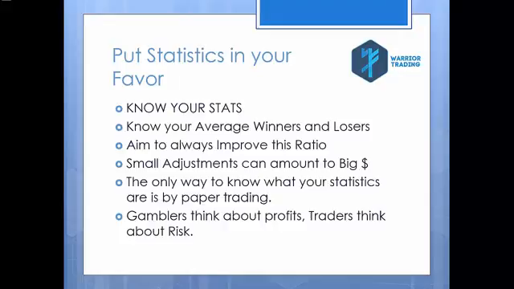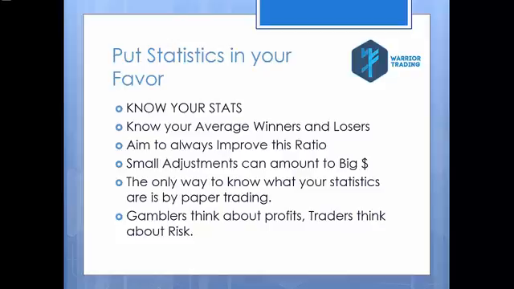So what we're going to try to do is put the statistics in our favor. Know your statistics, right? Understand your average winners and your average losers. If you go in and you realize that your average losers are $200 and your average winners are only $150, that's a problem. And you need to start making adjustments to improve that ratio. But if you don't know those ratios, there's no way to know what you need to work on.